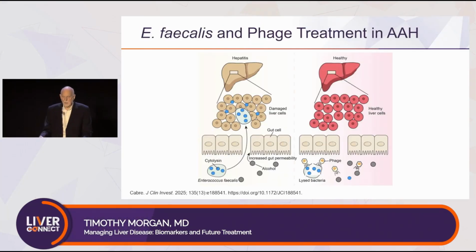So again, the idea here is shown on the left in the brown. It'd be a typical alcoholic associated hepatitis, where the bacteria could get through the gut wall and go to the liver, and directly or through the cytolysin cause damage to the hepatocytes. And on the right-hand side, the phages kill the bacteria in the gut lumen, and you no longer get transport to the liver itself.